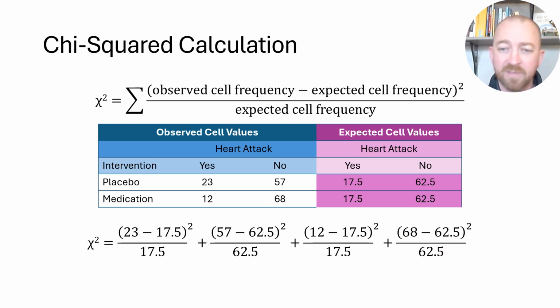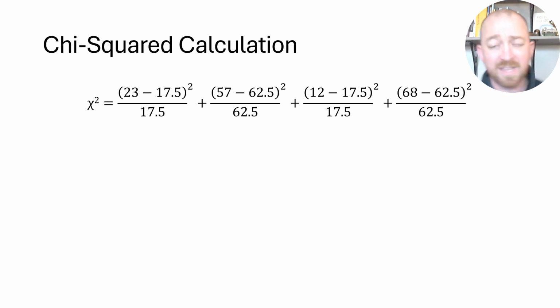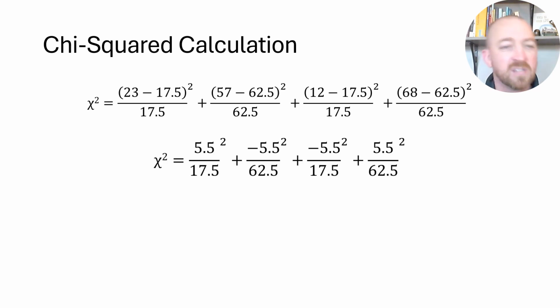Now we just need to simplify. So here's the same equation with all of our values plugged in. All we do is simplify everything. Of course, what we do is we start in the numerator. The first thing that we have to do is what's in the parentheses, of course. Order of operations dictates that. So of course, we do all of our subtractions and we get, of course, 5.5 or negative 5.5 for every one of those.